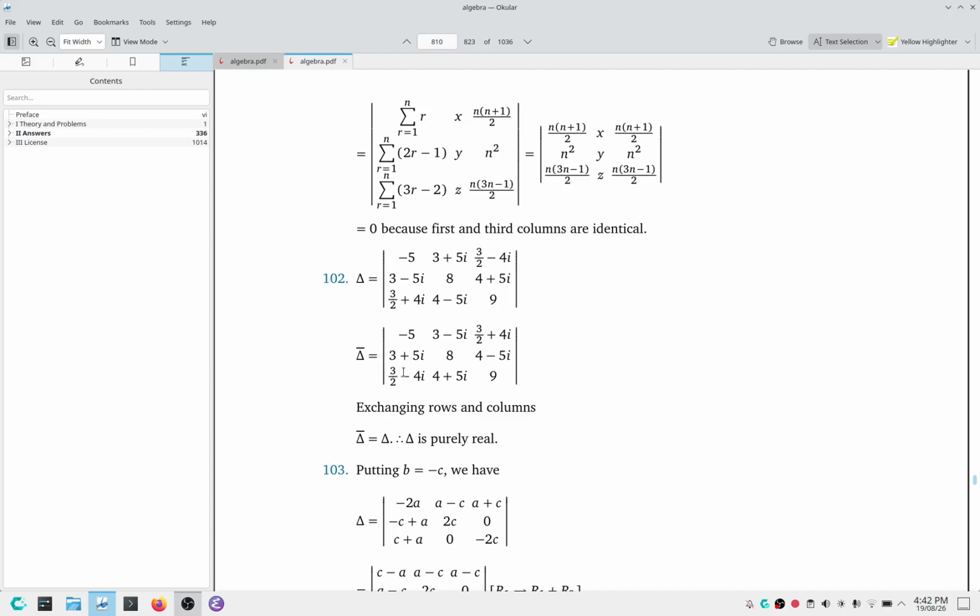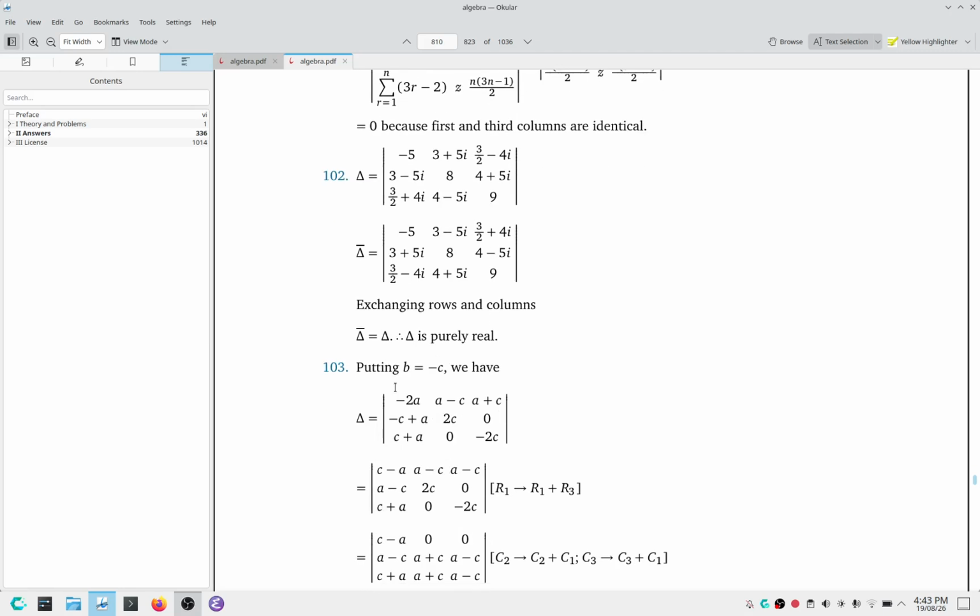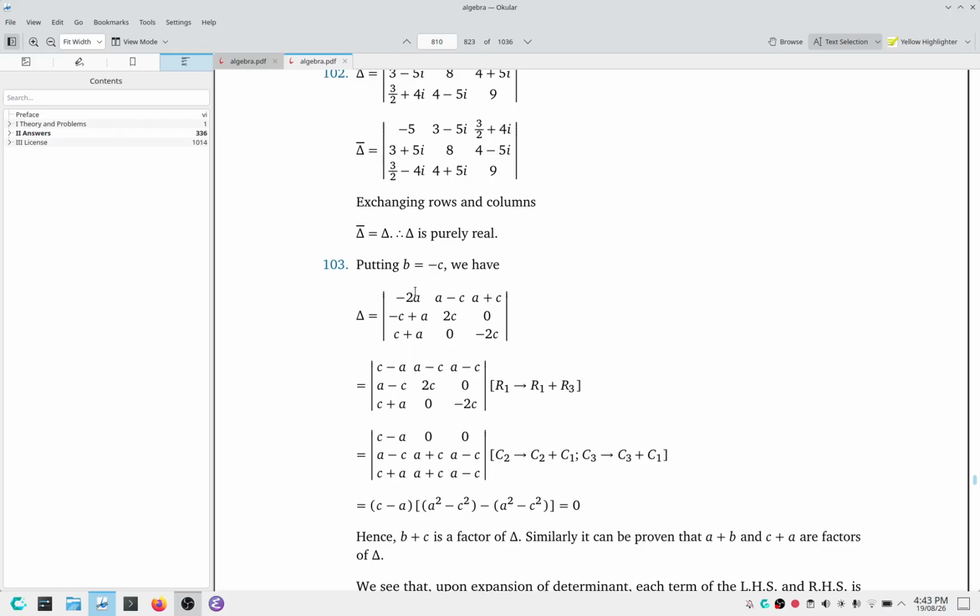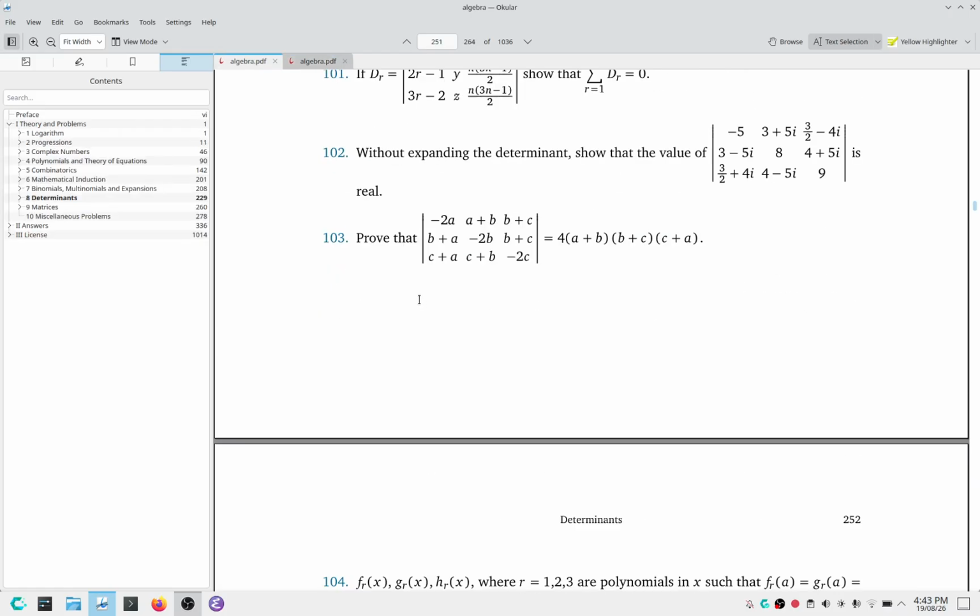Now, if we exchange the rows and columns, then we will see that delta is equal to delta bar. And we know from complex numbers that if z is a complex number and z is equal to z bar, then z is purely real. And from there, we can draw the analogy that delta is purely real. Now we move on to question 103.